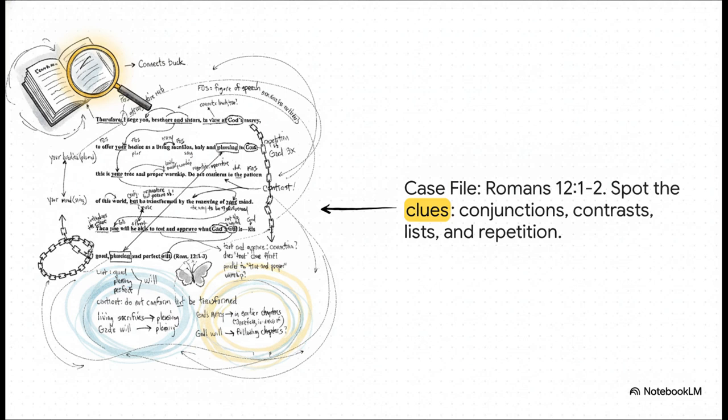Now look a little closer, see the repetition? He says to offer your bodies, and then to be transformed by renewing your mind. He's talking about a whole person transformation. All these little clues work together to build this really rich, clear picture of what the author's trying to say.